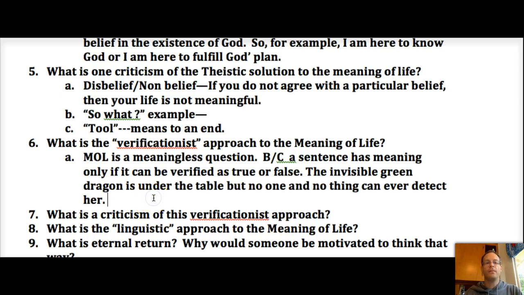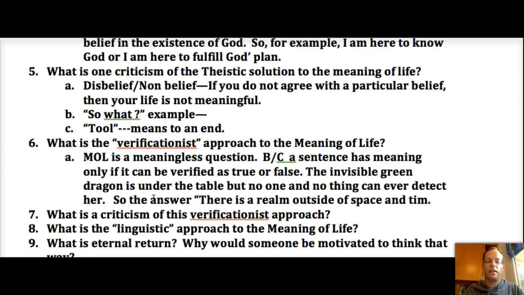So the answer: there is a realm outside of space and time, you know, where we all go to live and so forth after we die. Well, there's no way to check that, right? There's no way to check that.